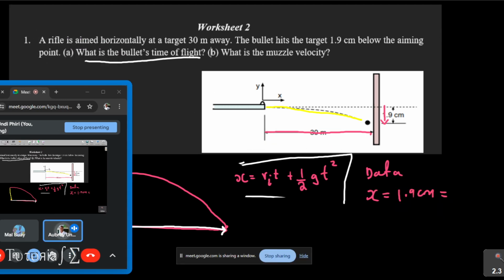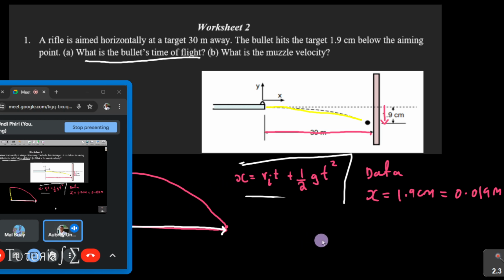All right, so there we're getting 0.019 meters. So always when you are looking at questions in physics, try to convert the units to their SI units. Okay? All right. So we have our displacement. Do we have g? What value of g can we use? 9.8. Yeah, 9.8 meters per second squared.